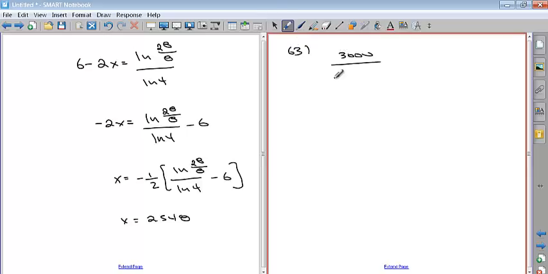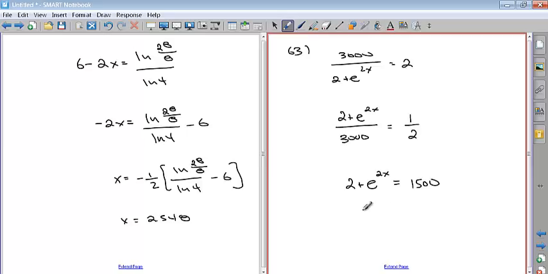3,000 divided by 2 plus e to the 2x is equal to 2. Well, one thing I could do is I can take the reciprocal of both sides, like that. And then if I multiply both sides by 3,000, I'll get 3,000 times a half, which is 1,500. Then I'm going to subtract 2 from both sides. That would be 1,498.